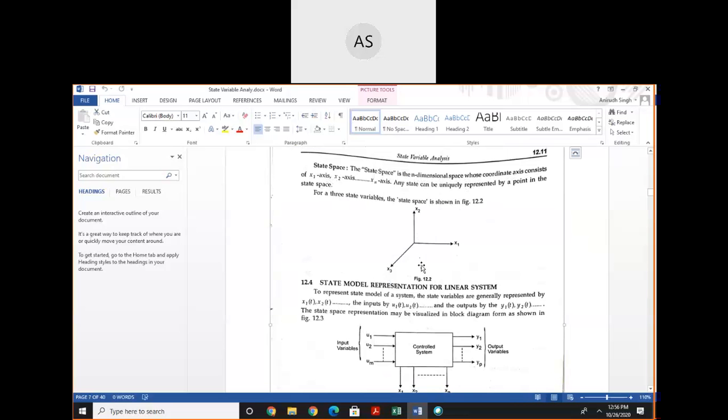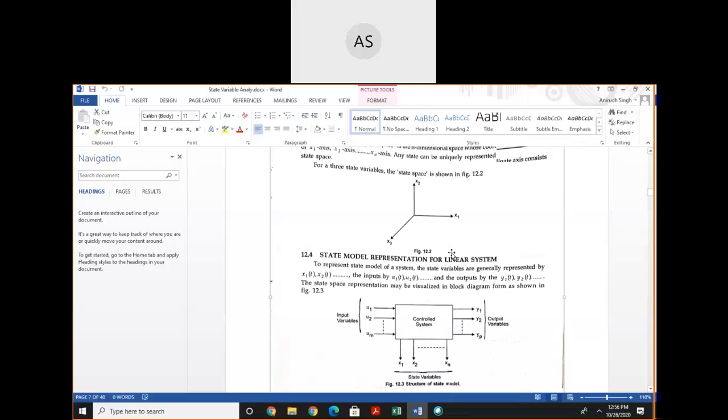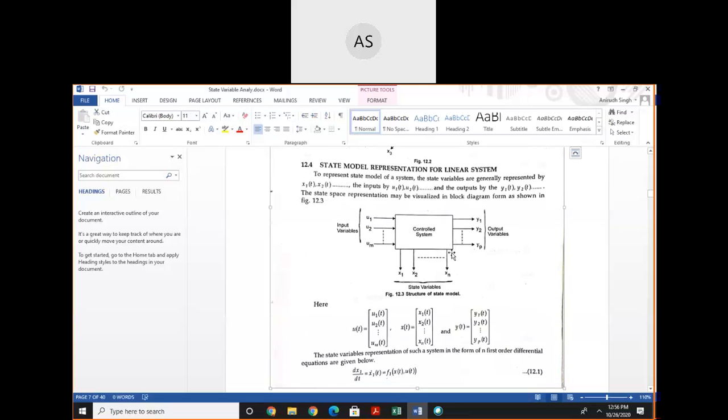Next is state space. The state space is an n-dimensional space whose coordinate axes consist of the x1 axis, x2 axis, x3 axis, up to xn axis. Any state can be uniquely represented by a point in the state space. This is an example with three state variables x1, x2, and x3. These are the three axes. In an n-dimensional state space, there are n axes.